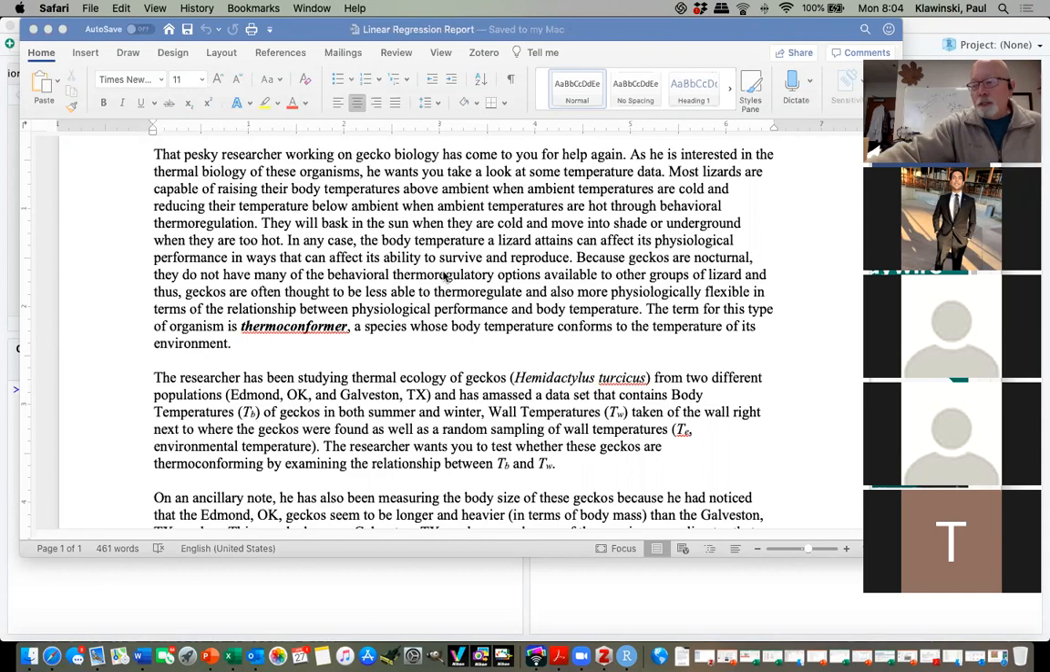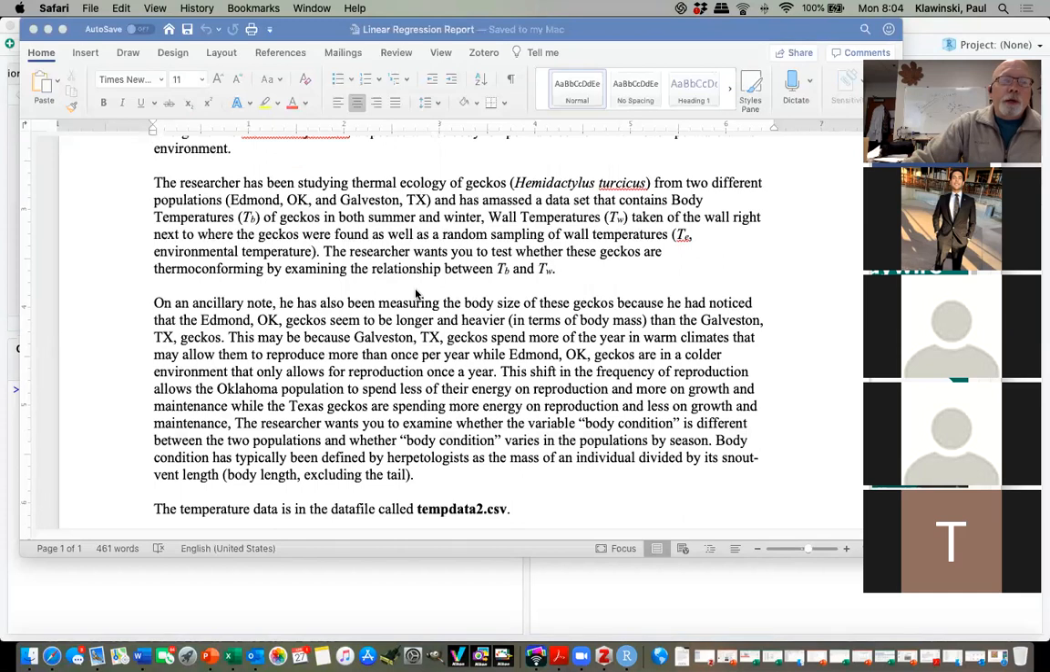Now, this guy is curious, so on an ancillary note, he also noticed when he was picking up these geckos in the field that the geckos in Galveston seemed much smaller and thinner than the geckos in Oklahoma. So he brought some of them back to the lab, and he measured their weight as soon as he got back, and he measured their body length. He is interested in knowing whether body condition is different between these two populations.